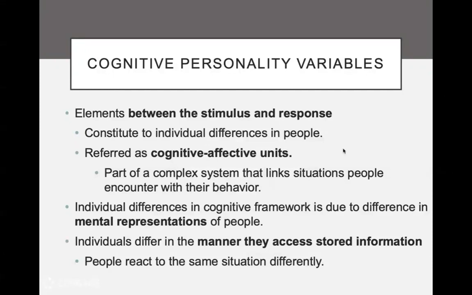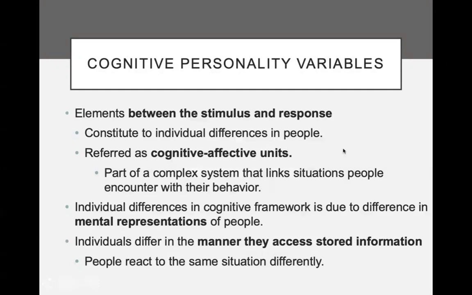So part of a complex system that links situations people encounter with their behavior. Okay? So cognitive affective units are part of a complex system that links situations, which is your environment, and situations people encounter with their behavior. So it is that middle part between stimulus and response, your cognitive affective units, how you think, how you feel, and your perceptions, which shape that.